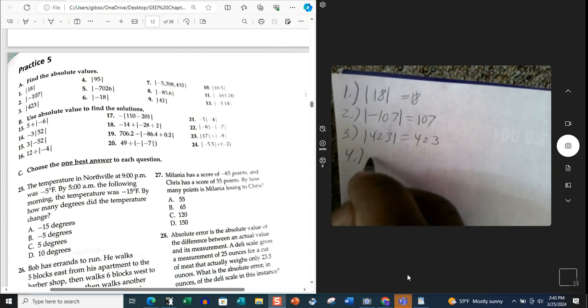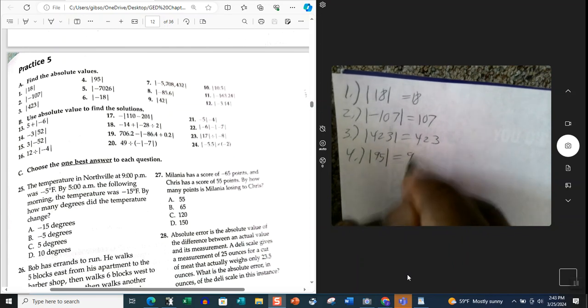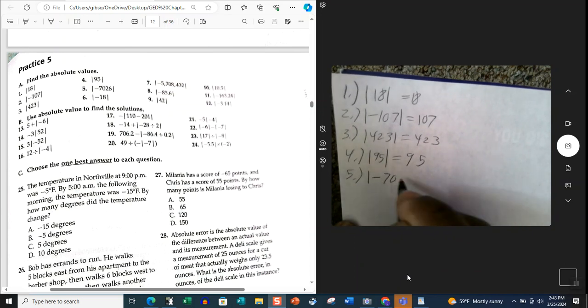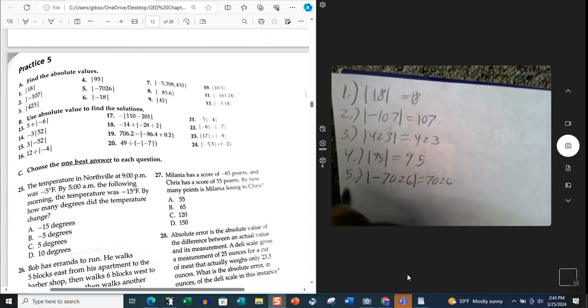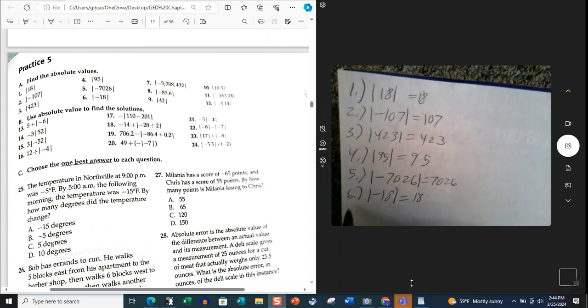Number 4, we have the absolute value of 95. Absolute value of 95 is 95. Number 5, we have the absolute value of negative 7,026, which is 7,026. Number 6, absolute value of negative 18, which is, absolute value of negative 18 is 18.